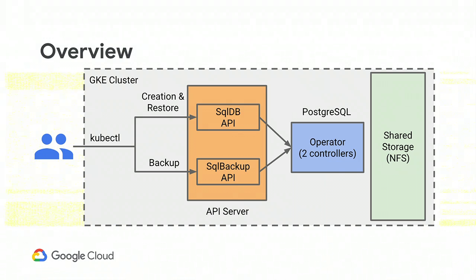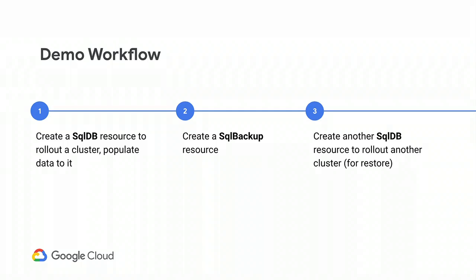Underlying all the Postgres clusters created by the operator, we have a shared storage layer. We use a network file system to store backup files and then retrieve the backup file for restoration purposes. We run the operator in a GKE cluster and create manifests to create the SqLDB and SQL backup resources. Our demo workflow is very simple.